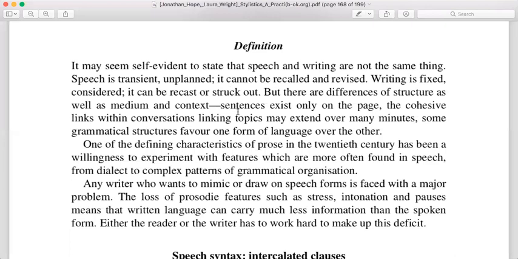Now, but there are differences of structure as well as medium and context. Sentences exist only on the page. The cohesive links within conversation linking topics may extend over many minutes. Some grammatical structures favor one form of a language over the other, right?